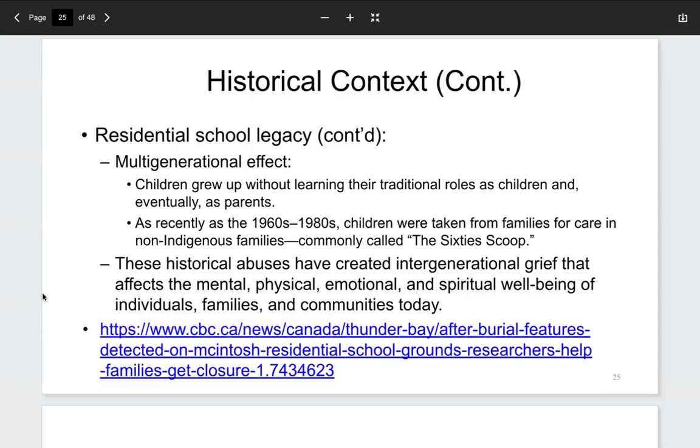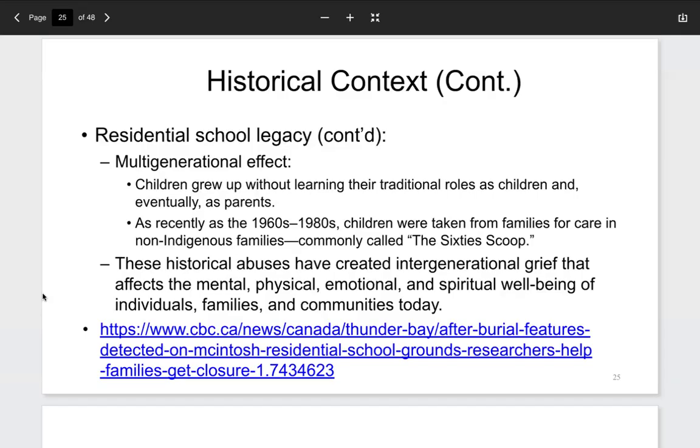So when the children were taken away, they don't learn about their culture. They don't learn about their language. They weren't even allowed to wear their traditional clothes. They weren't allowed to speak their language. They weren't allowed to practice their healing traditions. They had to follow Christianity because many of these residential schools were Christian based as well. So their entire belief system was imposed on them.